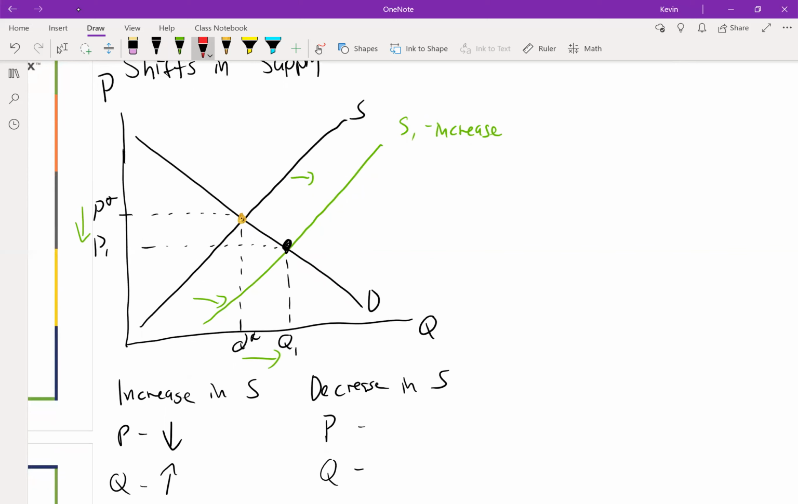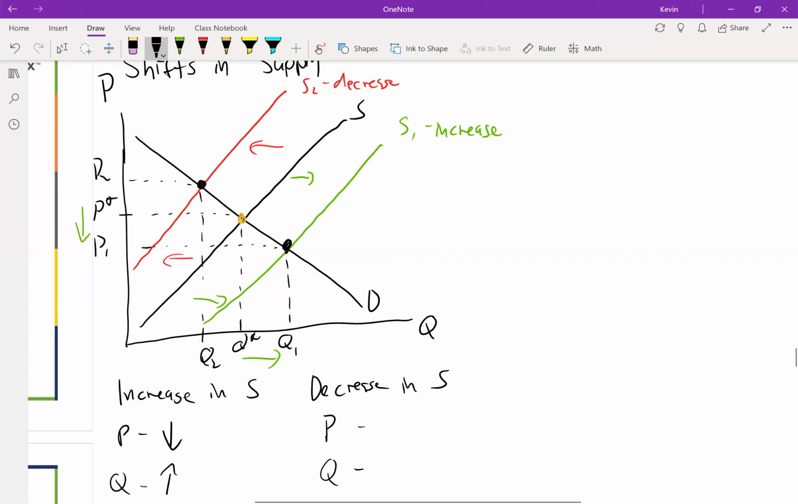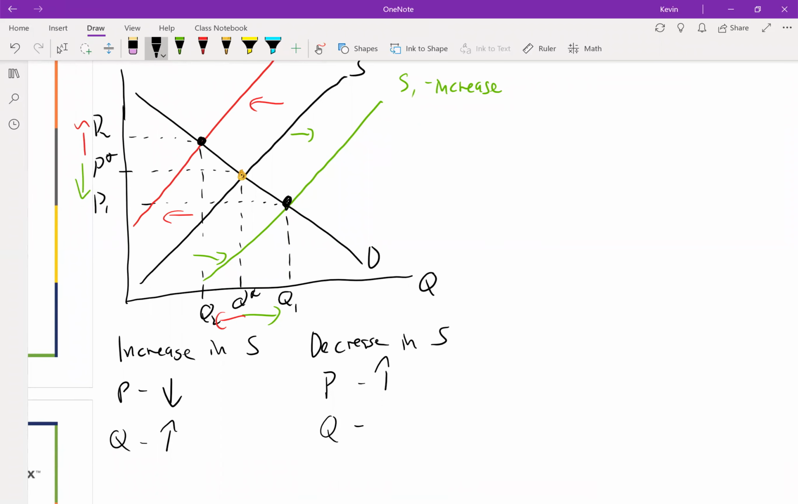Then on the other side of that, if we have a decrease in supply, we'll shift it to the left to, say, S2, which again is a decrease. Then from here, we'll have a new price and quantity, say, P2 and Q2. And with this decrease in supply, we see that our price goes up, our quantity goes down. So our price would rise and our quantity would fall.